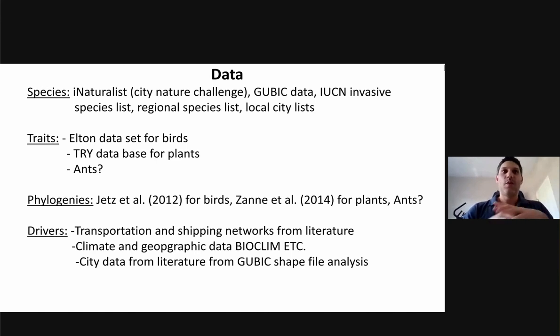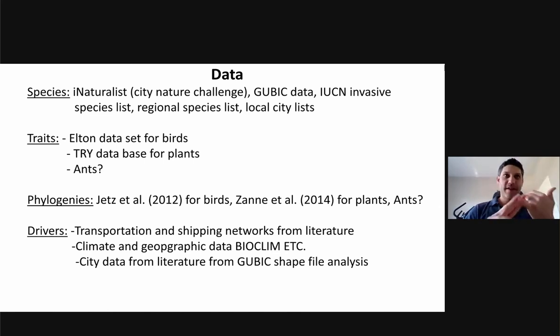Once we have our species, we're interested in calculating functional diversity for these cities. We need traits. So the Elton dataset has traits for birds. The TRY dataset has traits for plants. And ants, which is another group we're interested in, we're still working and thinking about an ant trait database. To look at phylogenetic similarity of non-native assemblages across cities, we obviously need phylogenies. So we are proposing to use the Yates phylogeny for birds, the Zanne phylogeny for plants, and again for ants, we still have some work to do on ants.